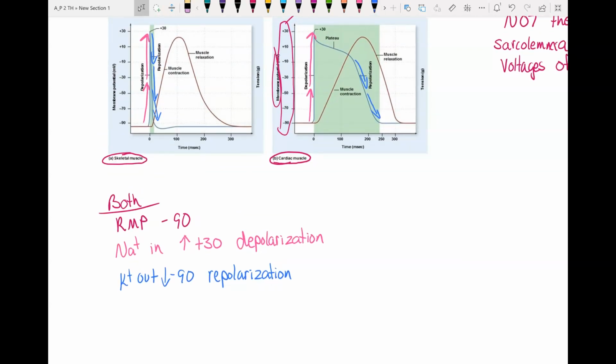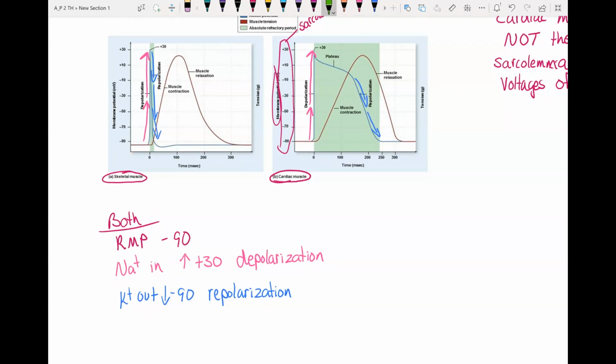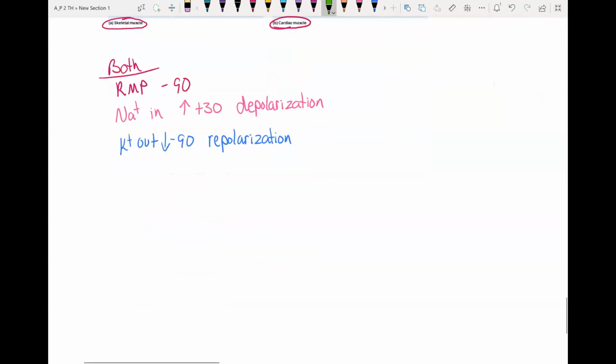Okay, notice the green area in each of these. We have this green area here, and here we have this little green area. That is the refractory period. So the green area represents the refractory period.